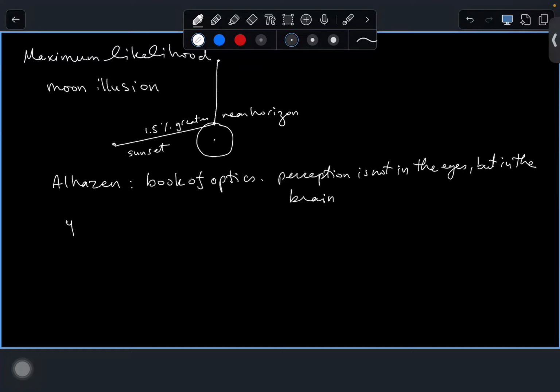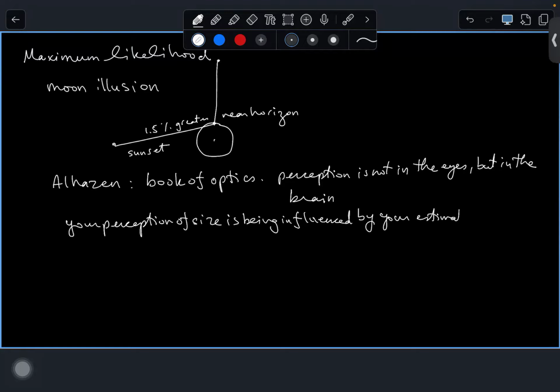So your perception of size is being influenced by your estimate of distance, and you view this distance to the moon at sunset to be much larger than it is when it is up ahead. So this was a hypothesis. Of course, we don't really know if that's true.